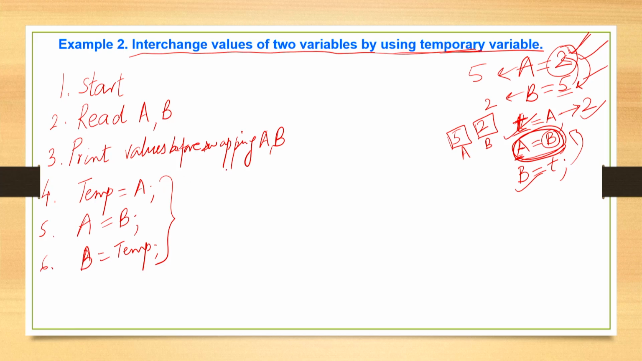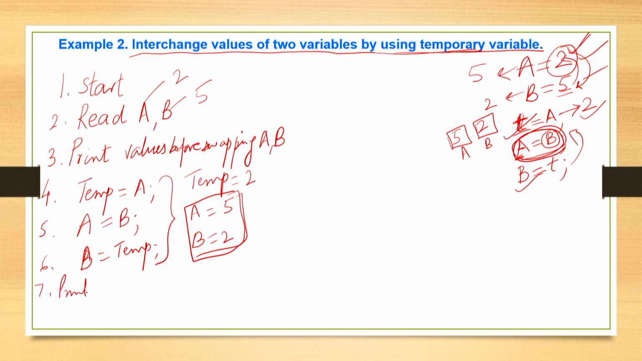So from here you can check whether what you have written is correct or not. Before this I have taken A is equal to 2 and B is equal to 5. So what will happen over here? Temp is equal to 2, A is equal to 5 and then B is equal to 2. So that's what you want to do. Finally you want to have this. So next, print the values after swapping.